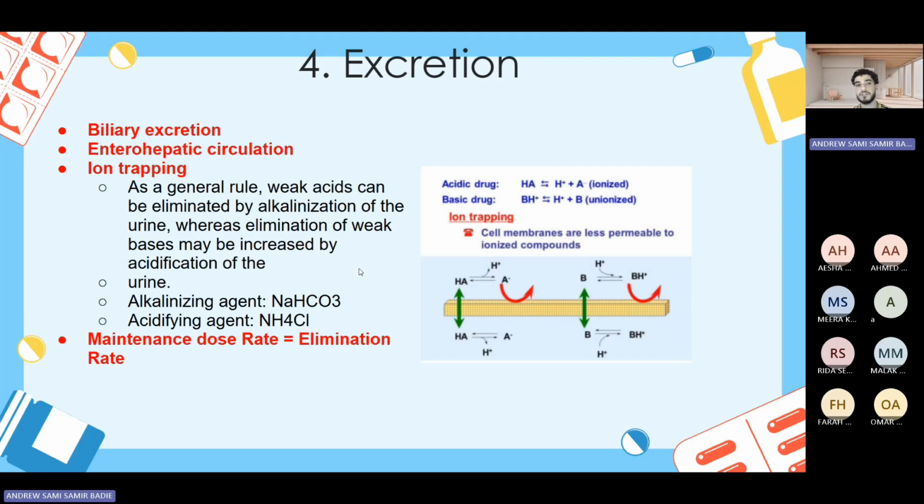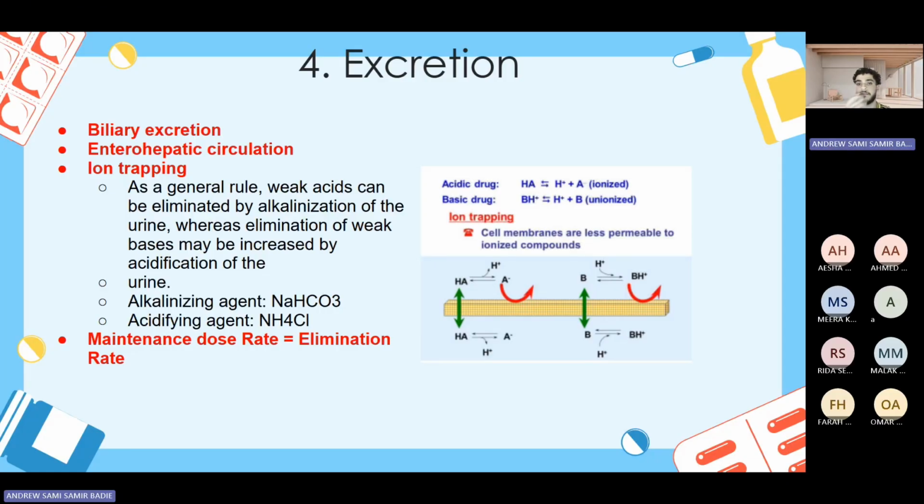Lastly, we have excretion. We have types of excretion: biliary excretion and enterohepatic circulation. An important concept is ion trapping. If you remember when we talked about absorption, we said that acidic drugs are better absorbed in the stomach and basic drugs are better absorbed in the intestine. Here it's actually the opposite, because we want the drugs to be removed. A weak acid can be eliminated by alkalinization of the urine, and the elimination of weak bases can be increased by acidification of the urine.